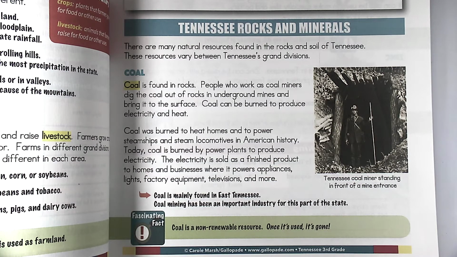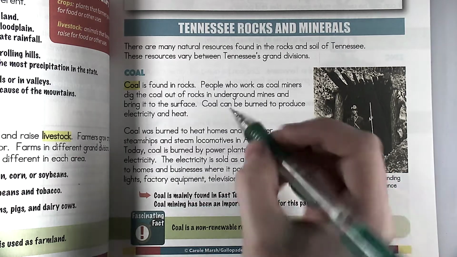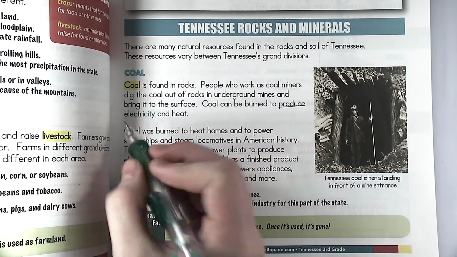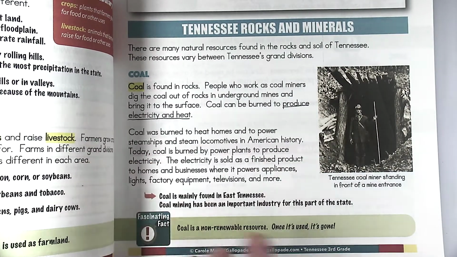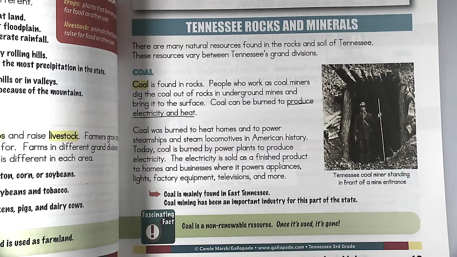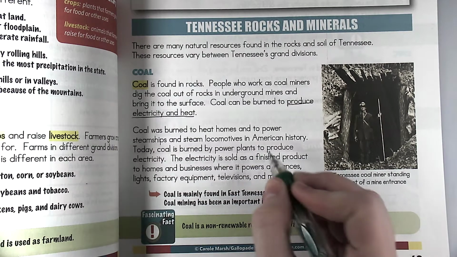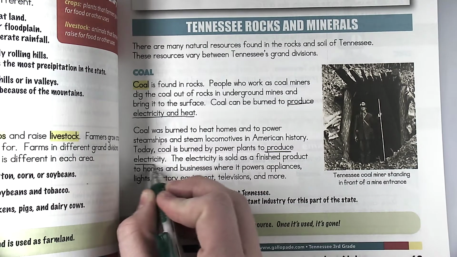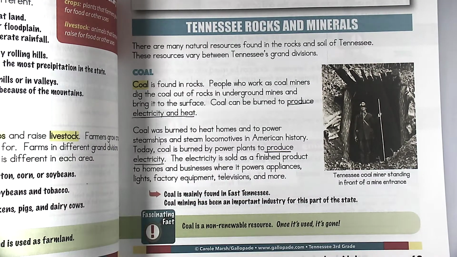People who work as coal miners dig the coal out of rocks in underground mines to bring it to the surface. Coal can be burned to produce electricity and heat, so coal is pretty important. Coal was burned to heat homes and to power steamships and steam locomotives in American history. Today, coal is burned by power plants to produce electricity. The electricity is sold as a finished product to homes and businesses where it powers appliances, lights, factory equipment, televisions, and more.